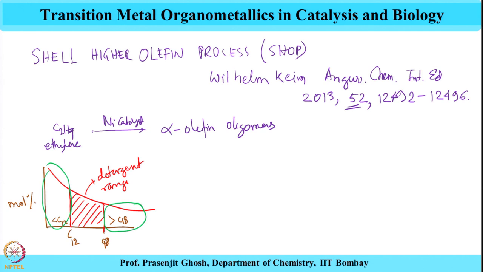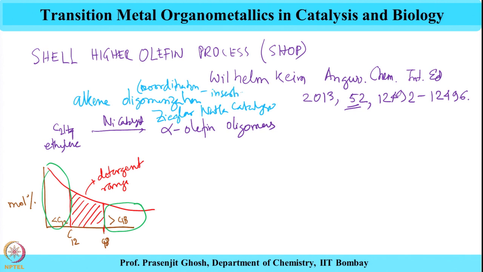these unusable fragments. Now, this oligomerization of alpha-olefin was produced by this process which is called alkene oligomerization using Ziegler-Natta catalysis, that means the coordination insertion method. So, all these alpha-olefins, the whole thing was produced by this process, having to use a nickel catalyst for alpha-olefins, but of these various fragments only the fraction C12 to C18 was usable.